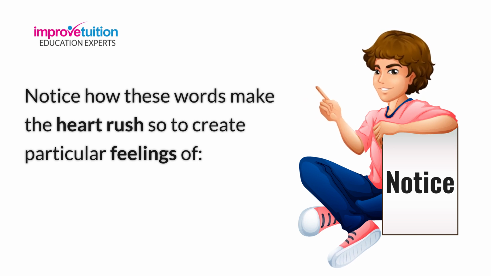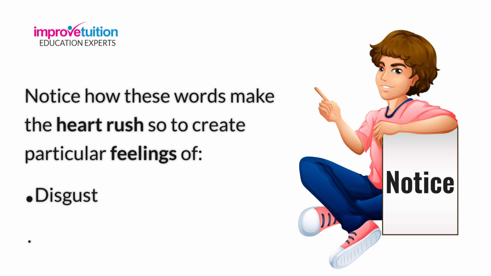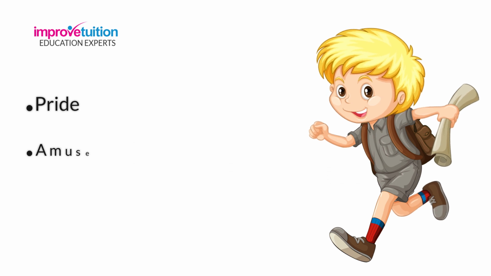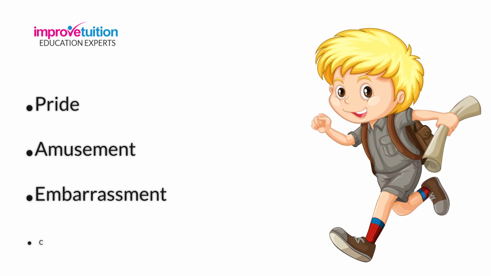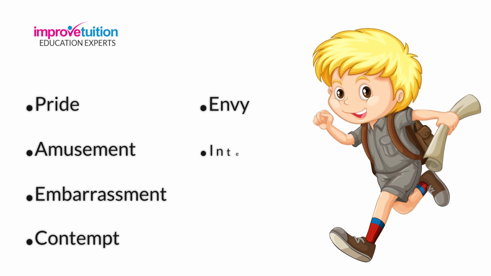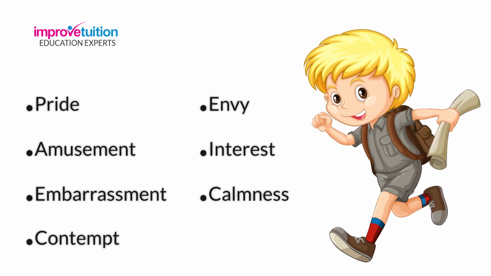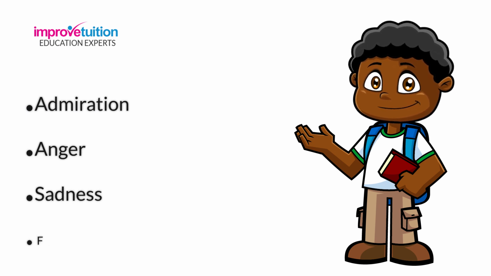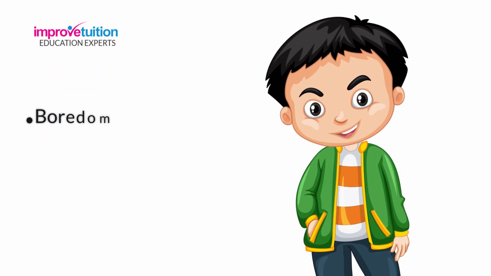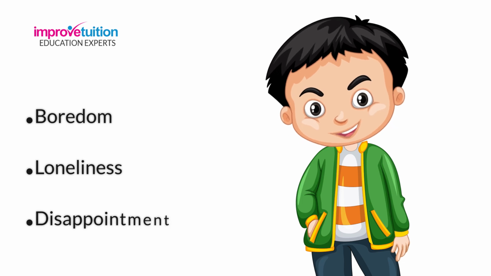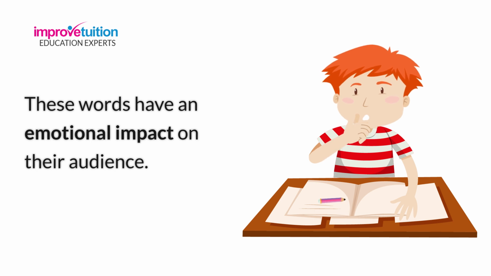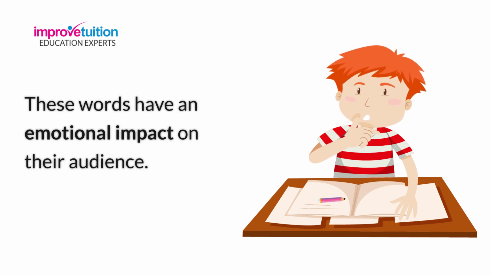So to create particular feelings, they can be disgust, surprise, satisfaction, love, pride, amusement, embarrassment, contempt, envy, interest, calmness, relief, admiration, anger, sadness, fear, anxiety, guilt, shame, depression, boredom, loneliness, disappointment. These words have an emotional impact on their audience. They have an emotional reaction. They have an emotional response.